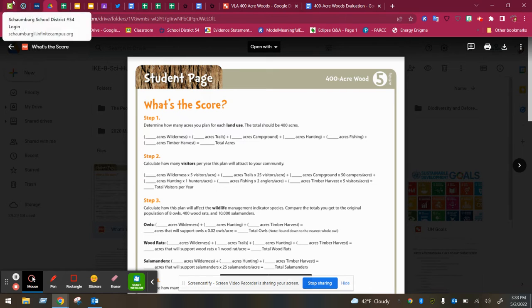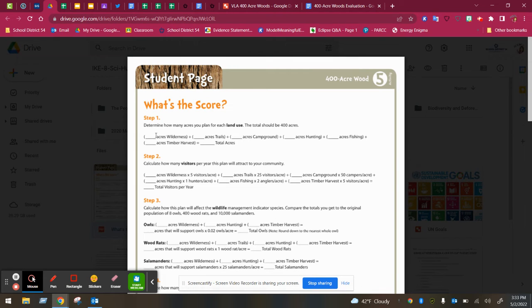So we went through and we talked about in step one, you just simply wrote in or typed in the number of acres that you had for wilderness. For example, I had 188 acres of wilderness. I had 42 acres of trails, 96 acres of campground. And then after step one, you went on to step two, where you calculated your number of visitors.